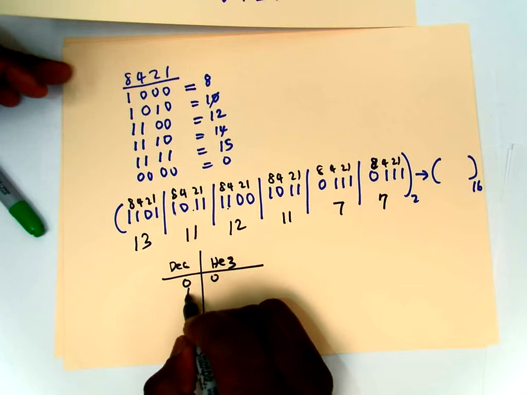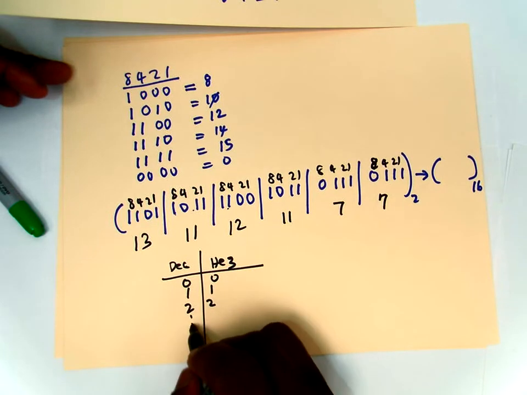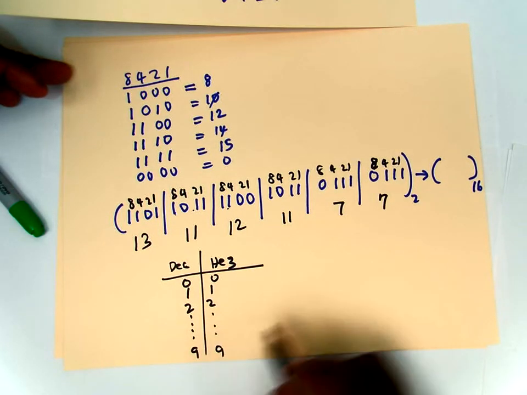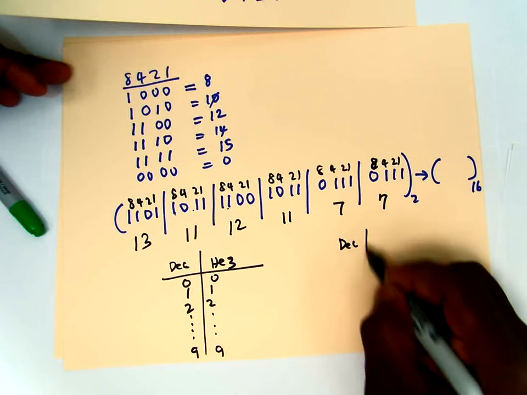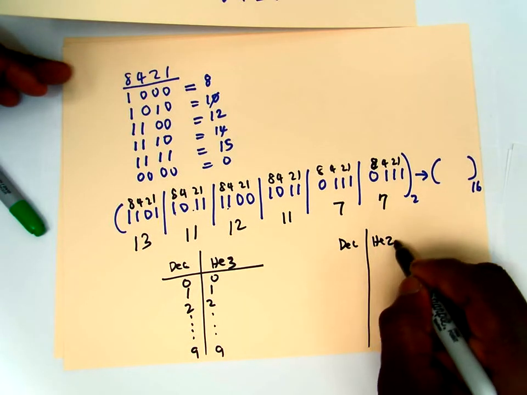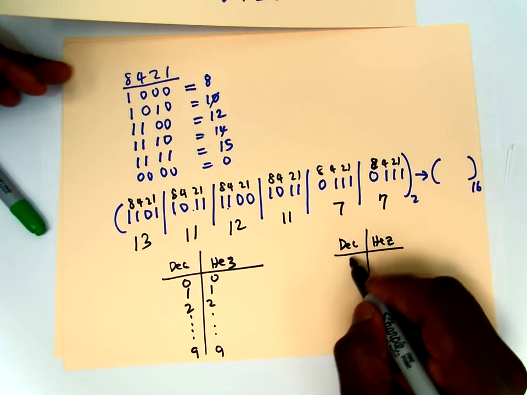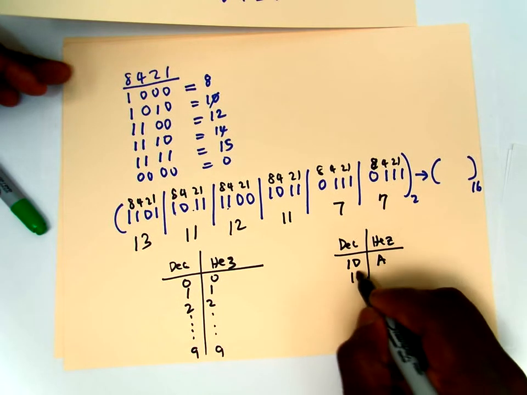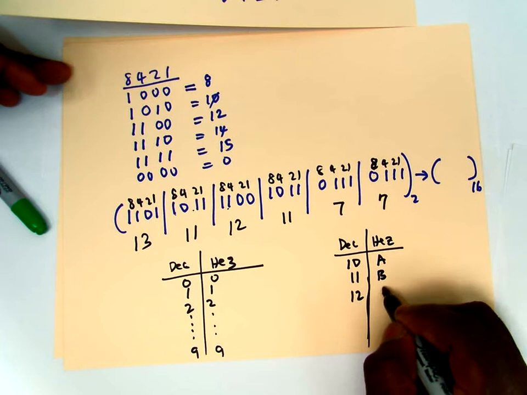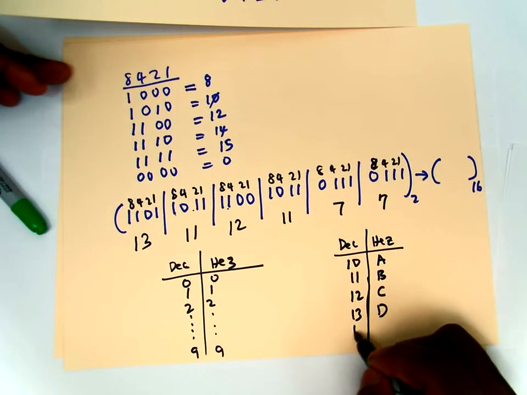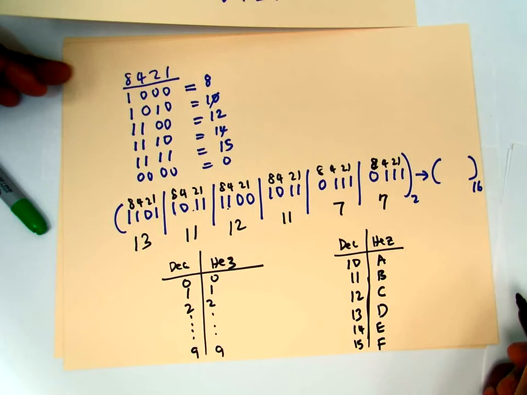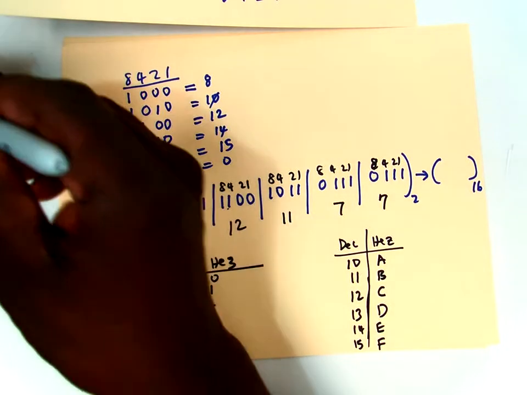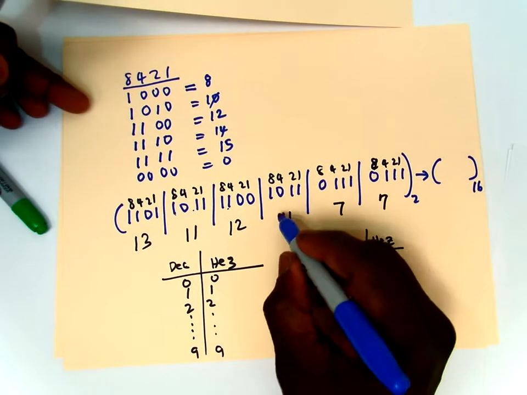0 is 0, 1 is 1, 2 is 2, up to 9. Okay, let me start on this side again. As soon as decimal turns into 10, hexadecimal is A, 11 is B, 12 is C, 13 is D, 14 is E, 15 is F. Okay, so in this case, 11 now, we will not be using 11 anymore. We'll be using B.